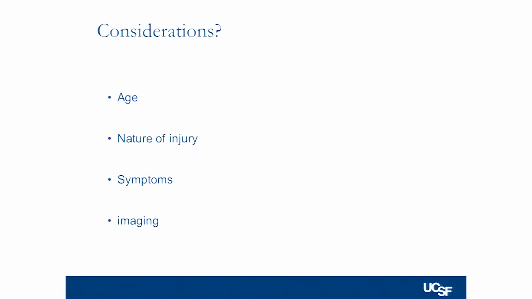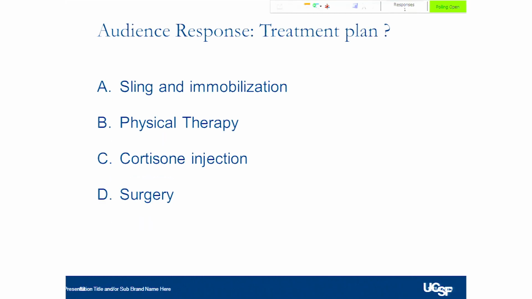So, our considerations. Age. Now, that's age at the time of this dislocation and age at the time of first dislocation, also very important. The nature of the injury, was it traumatic, or was he able to just pop it in and out by himself? What are the symptoms? Is it instability or is it pain? And what does the imaging show? So what are we going to do for this patient? Put him in a sling and immobilize him for a while, send him to physical therapy, cortisone injection to help control the pain, or do we go straight to surgery on this patient?